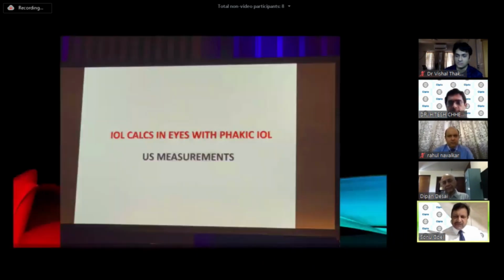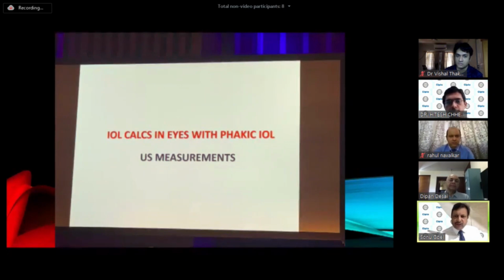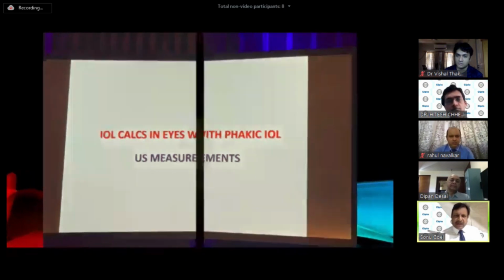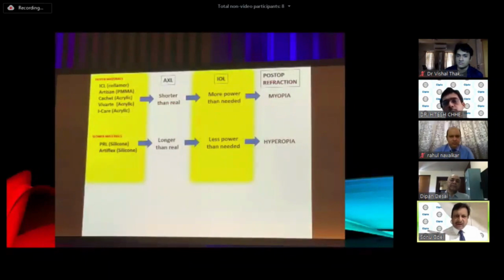Sometimes you have patients with phakic IOLs and you have to do the power calculation. The polymer or the acrylic materials are faster materials. Basically, we divide them into two categories, faster and slower. Silicon is slower. A faster material would give you a shorter than real axial length, and so you get an IOL with more power, and you have a post-operative myopic shift if you have an eye filled with silicone oil inside the eye. For a silicon, you always tend to have a hyperopic shift. So you have to have a correct measurement for that.